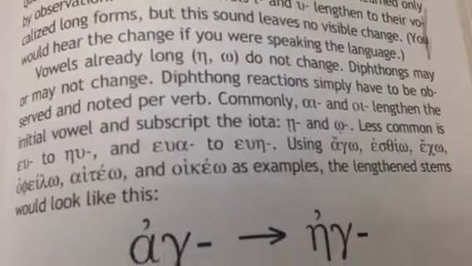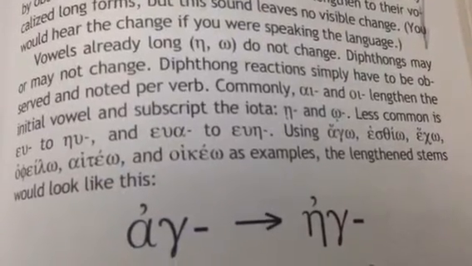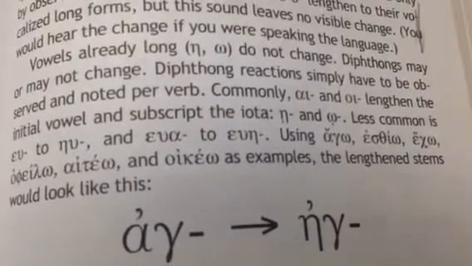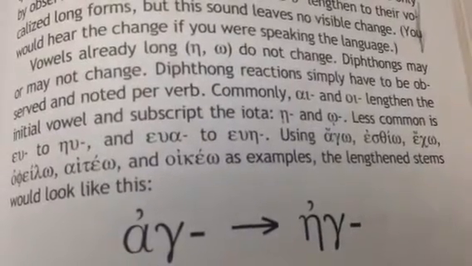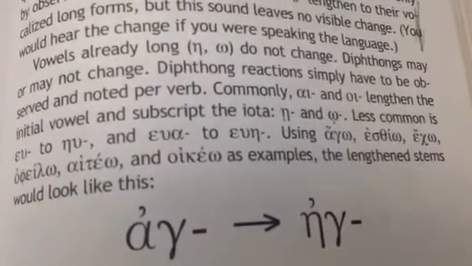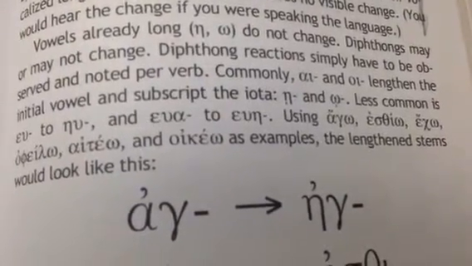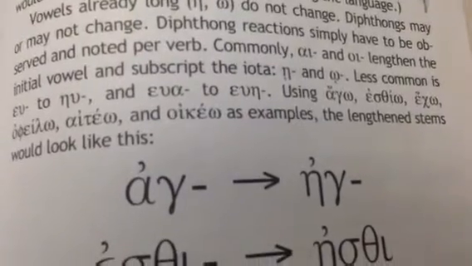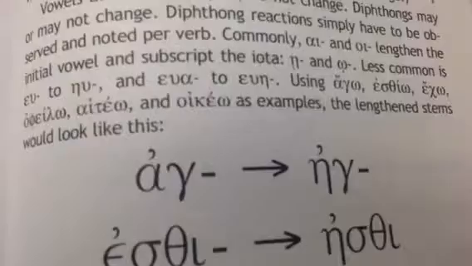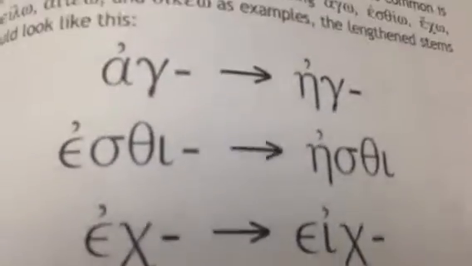Diphthong reactions simply have to be observed and noted per verb, so you learn that. But typically, if you have alpha iota or omicron iota, it will still respond as if they are just the short vowels, and the iota will become a subscript. And then you have some less commonly known and appearing ones, and they just have to be observed. So you see some examples here.